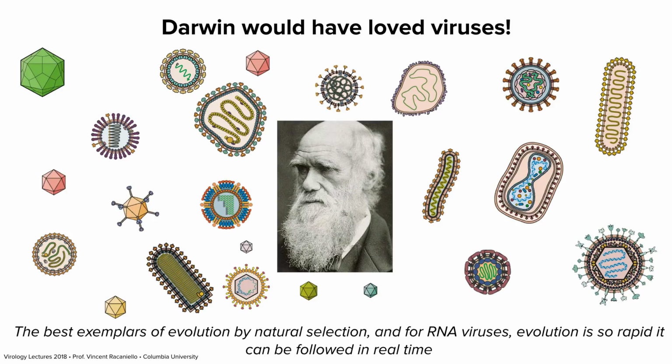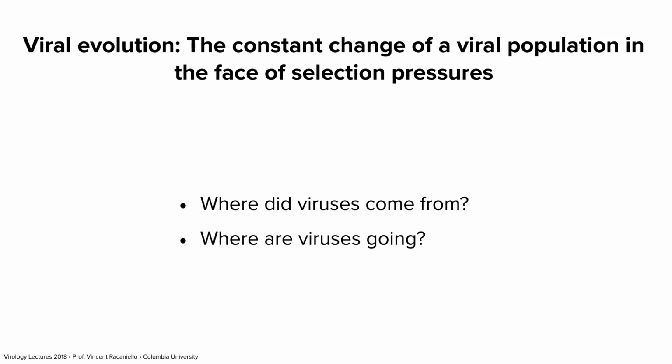Darwin would have loved viruses. He knew nothing of them, of course. They hadn't yet been discovered. But if he knew about them, he would recognize that they are the best exemplars of evolution by natural selection. And for RNA viruses, you can do an evolution experiment in less than an hour. They reproduce so quickly. He would have absolutely loved them.